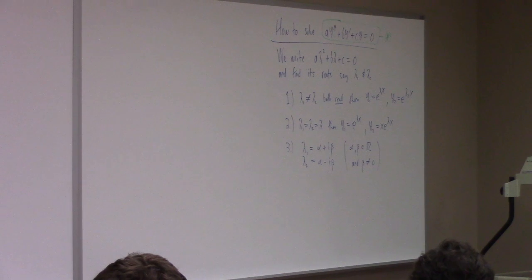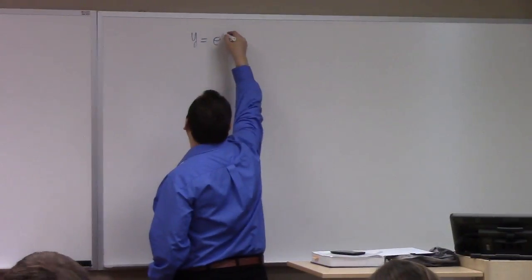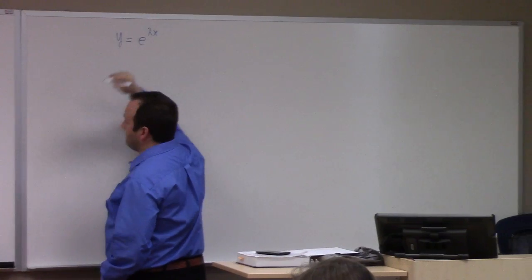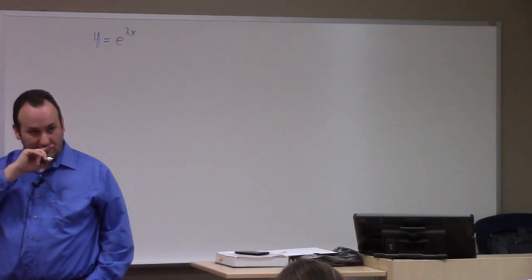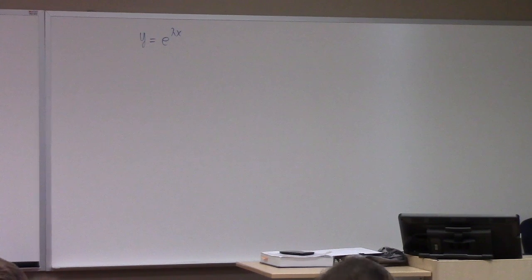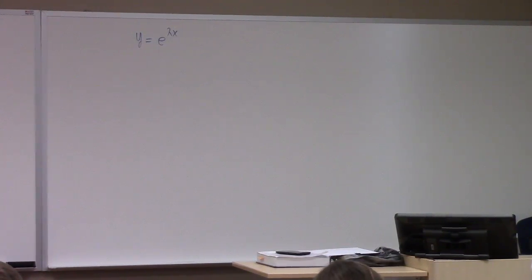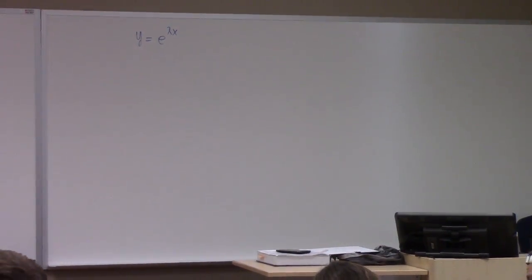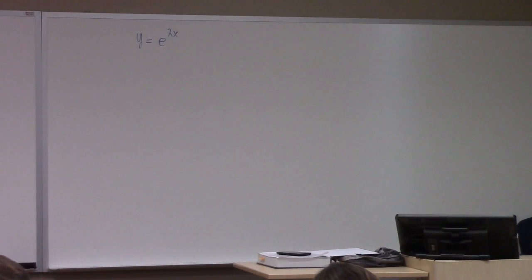I'm going to show you something, okay? What would be natural is we looked at e to the lambda x, right? And I argued that y prime was lambda e to the lambda x, right? And y prime prime was lambda squared e to the lambda x by the chain rule last time, right? That was the heart of our derivation of the characteristic equation as a necessary consequence.